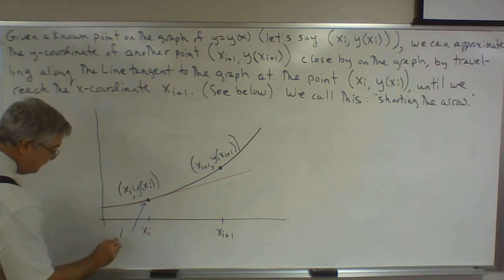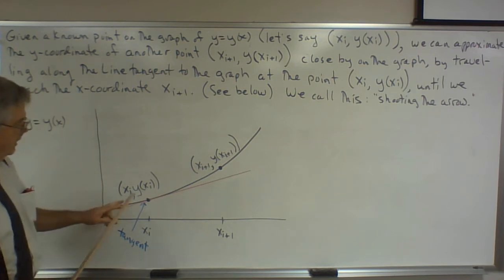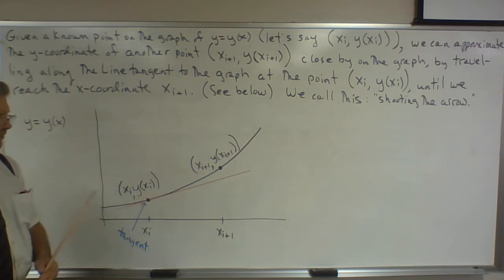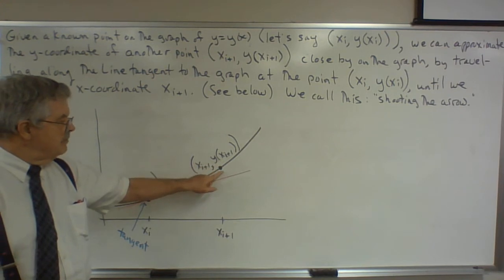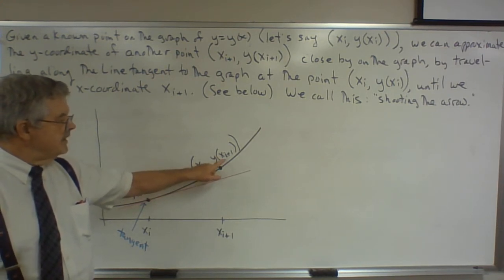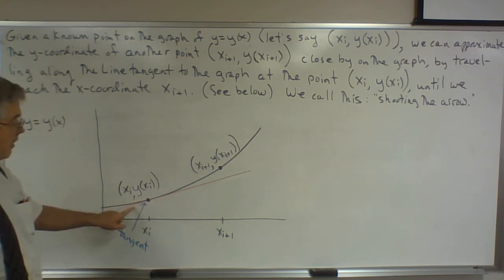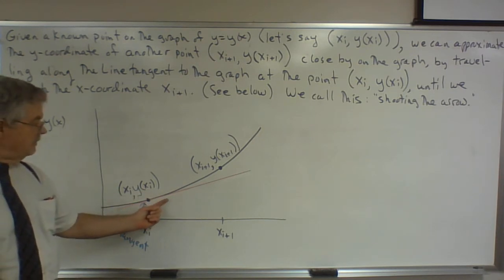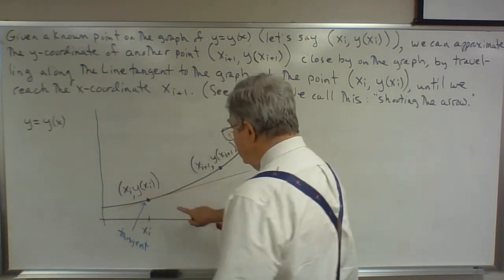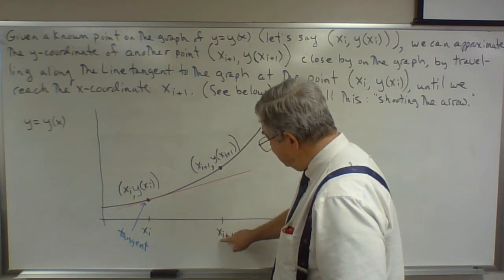Here's a line tangent to the graph at the point x sub i, y evaluated at x sub i. We're looking for the y coordinate of a neighboring point on the graph, y evaluated at x sub i plus 1. So what we do, since we have this known point, is draw a tangent to the graph at the point x sub i, y of x sub i, and we travel along the tangent. We travel along the tangent until we reach the x coordinate x sub i plus 1.